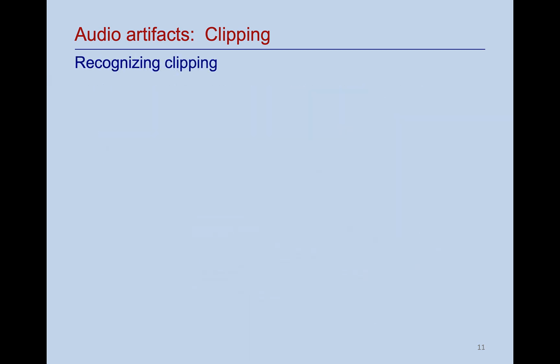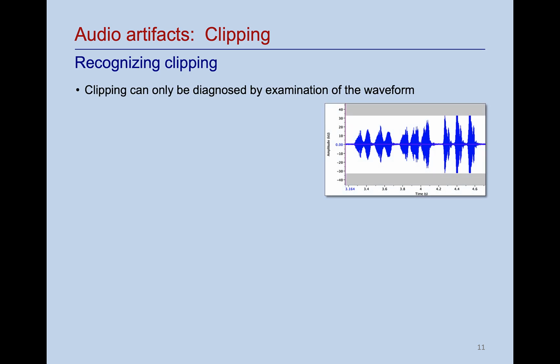So how can you recognize clipping in a recording? It's important to know whether or not the recordings that you're working with are clipped. Keep in mind that clipping can only be diagnosed by close examination of the waveform.